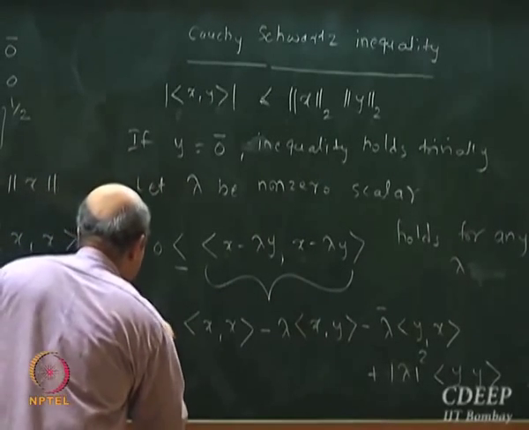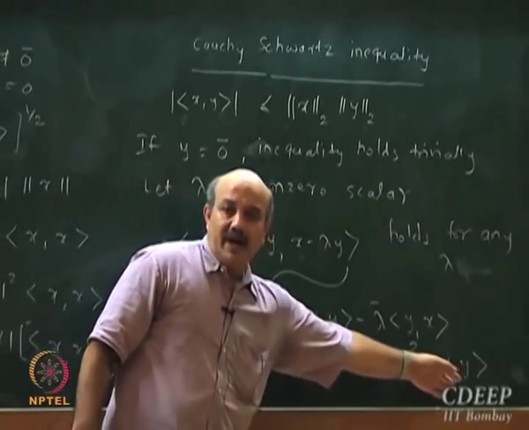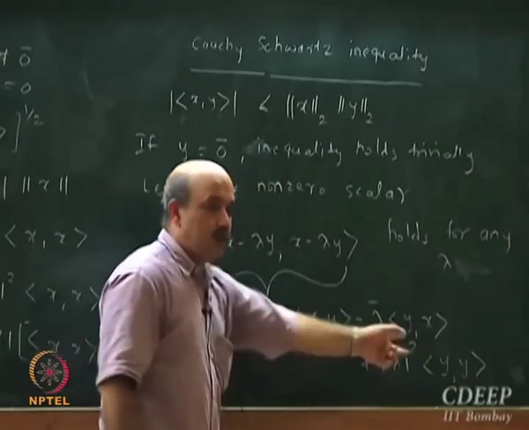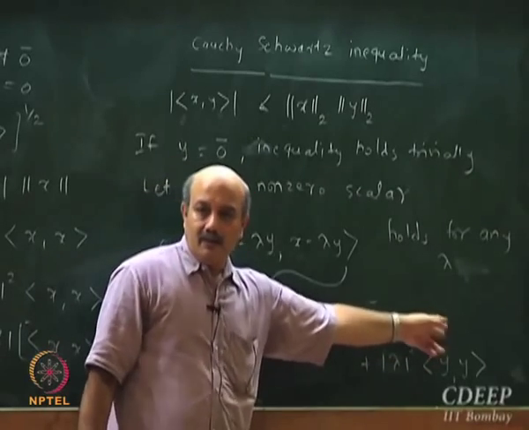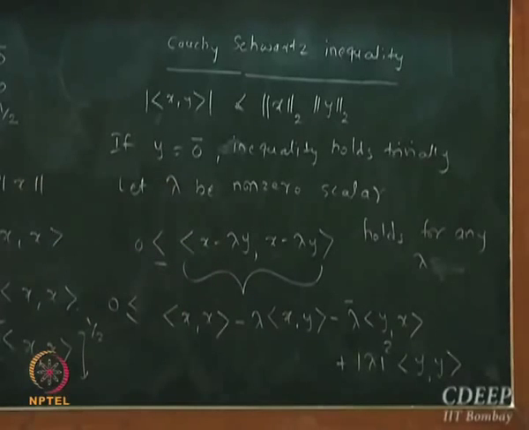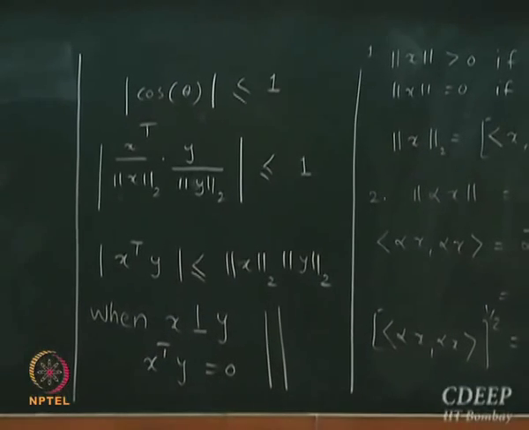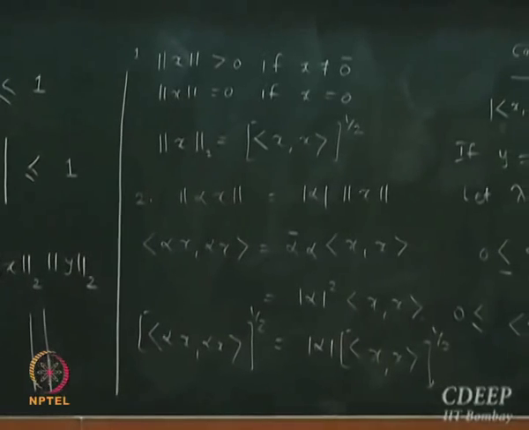Okay. This also of course has to be greater than 0. This is x inner product x, always greater than 0. Mod lambda square y inner product y, always greater than 0. Now I have two quantities in between. X inner product y and y inner product x. So let's preserve this part here because this is what we are generalizing. So this holds for any lambda, am I correct? That inequality which we proved there holds for any lambda. So I am going to pick one specific lambda now.